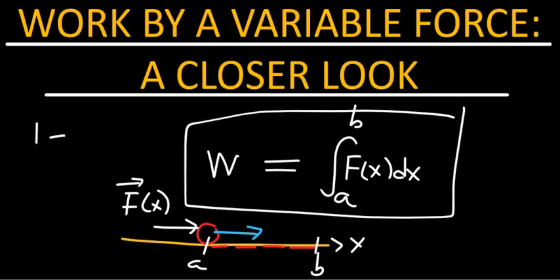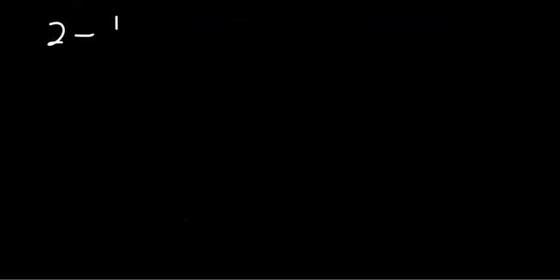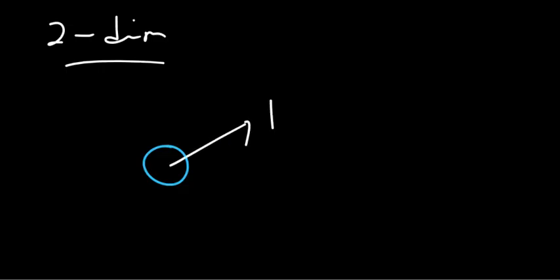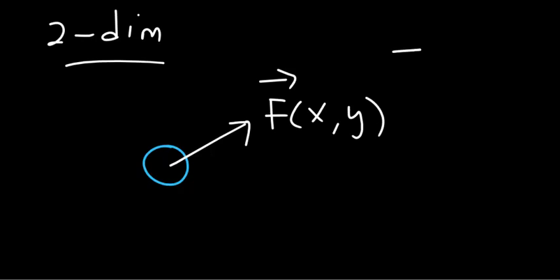Of course, this is just the one-dimensional case. What about the two-dimensional case? That means an object is moving in 2 dimensions under the influence of, let's say, a force which is dependent on both x and y coordinates. Of course, we take the x-axis to be that way and the y-axis to be that way. So under the influence of this force, this object is moving from, say, point 1 to point 2 there.